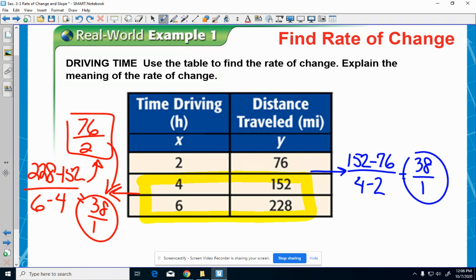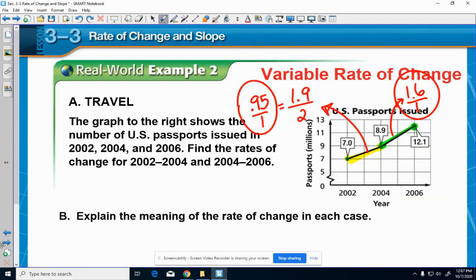No. We did the same thing in both, did we not? We took a y value, we subtracted it from another y value, and then we took an x value and we subtracted it from another x value. We did the same thing in both. They looked different because one was a table and one was a graph. Look at your results here versus your results there.